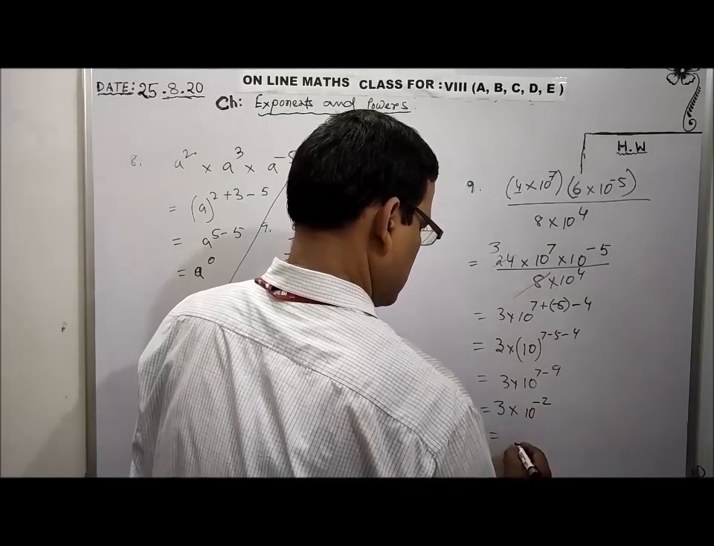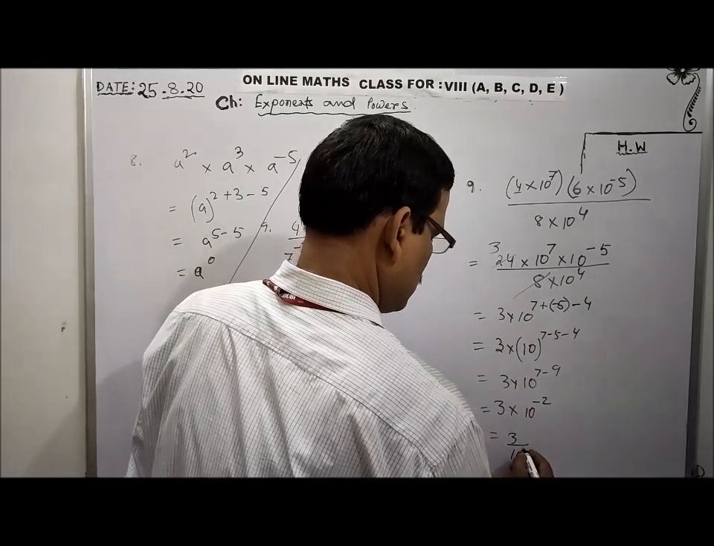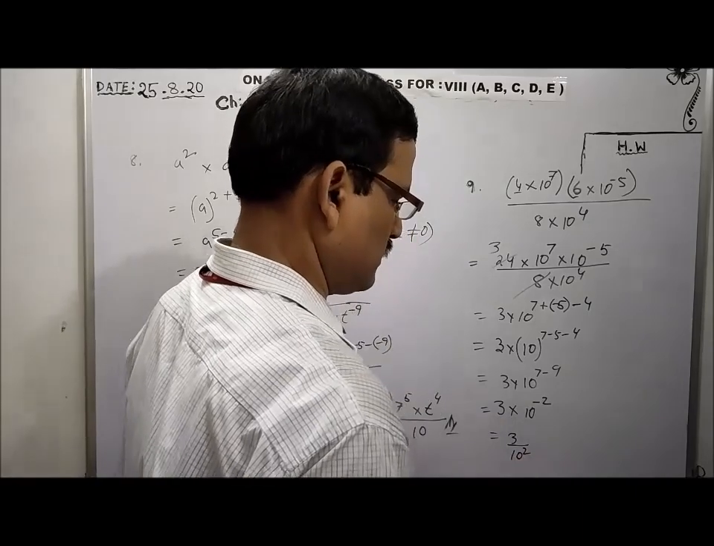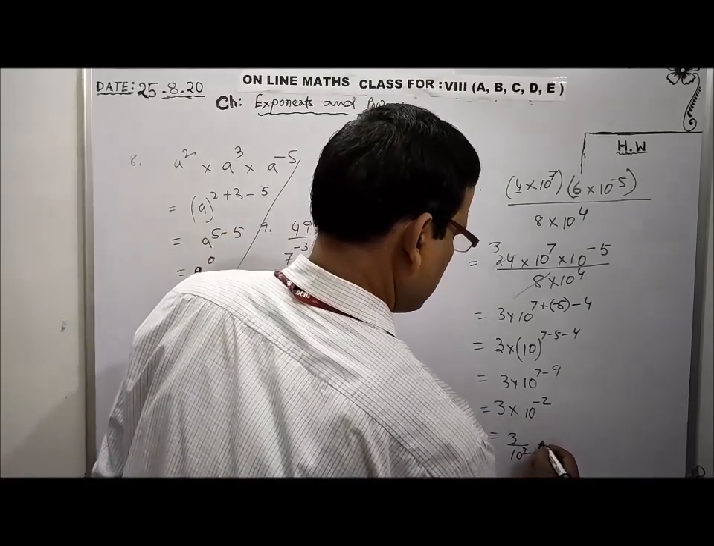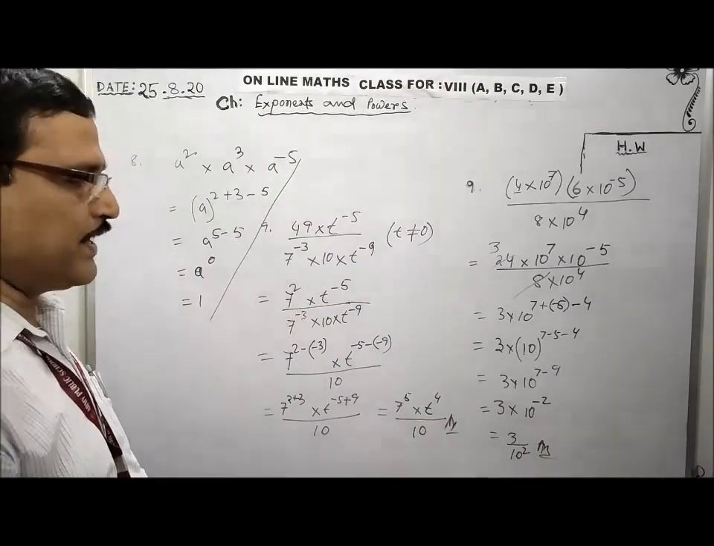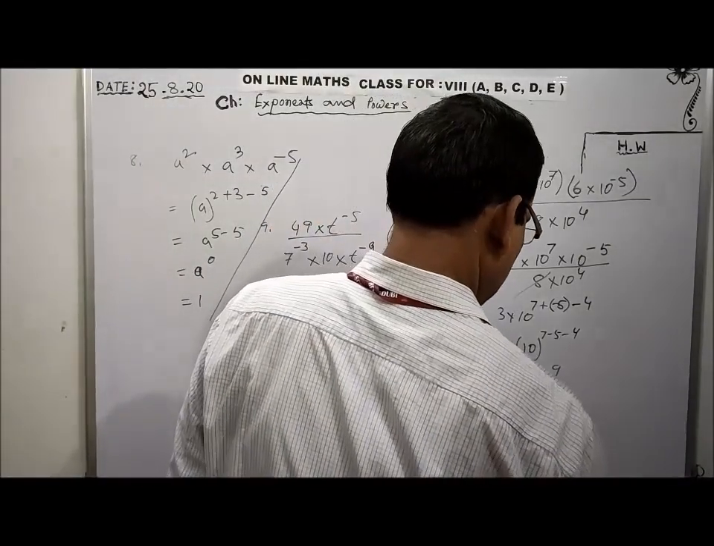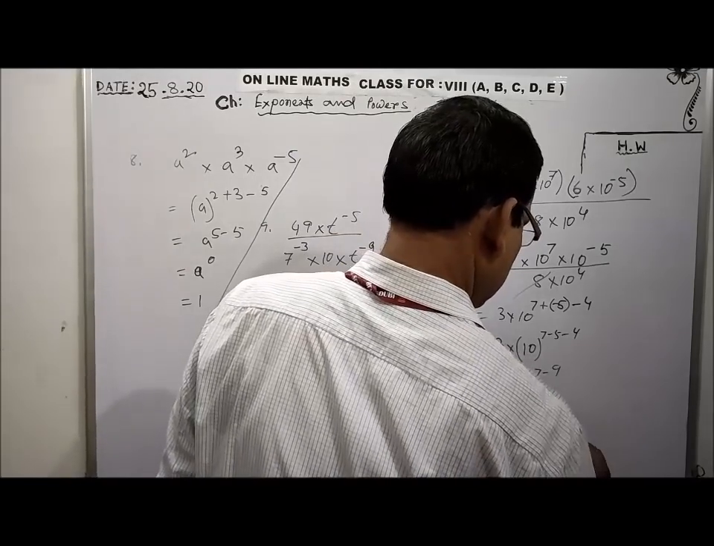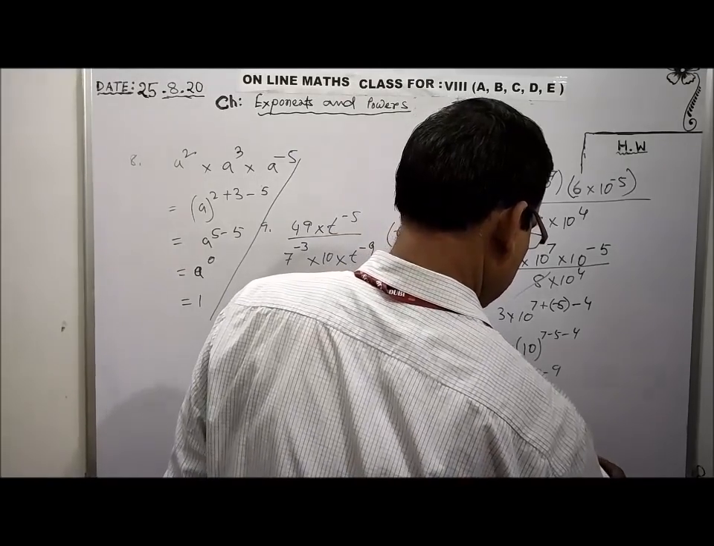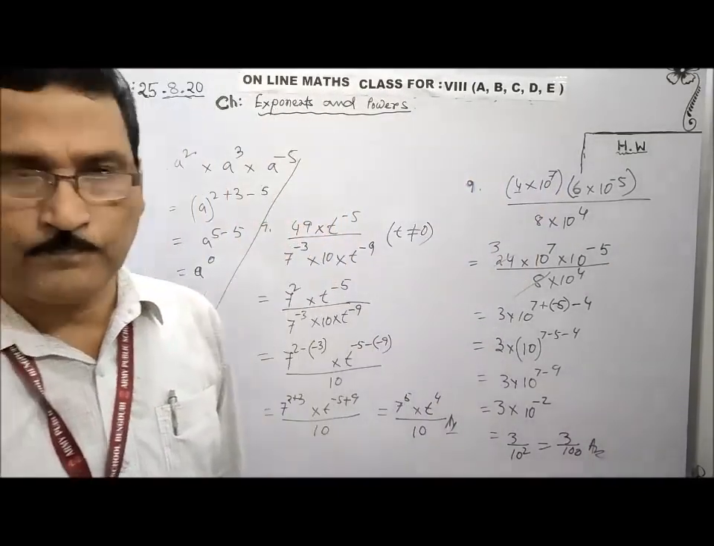Or 3 by 10 raised to 2, positive 2. Okay, this is the last part of the answer. 3 by 10 raised to minus 2. Or if you like to show it, 10 tens are 100, that can also be done. 3 by 10 tens are 100. Okay, this is the answer.